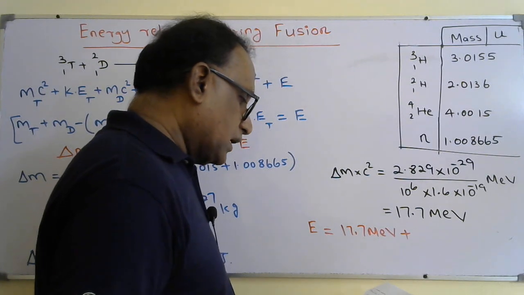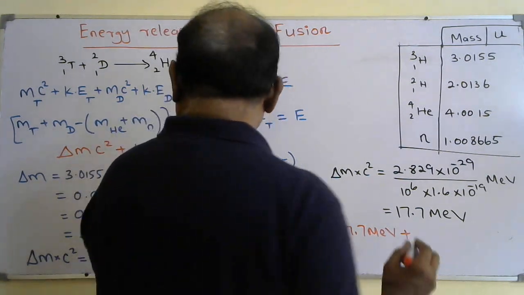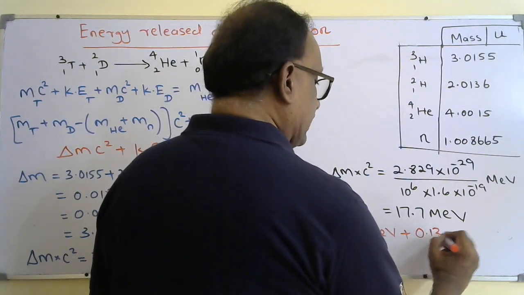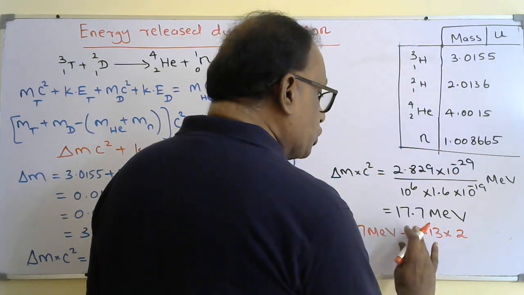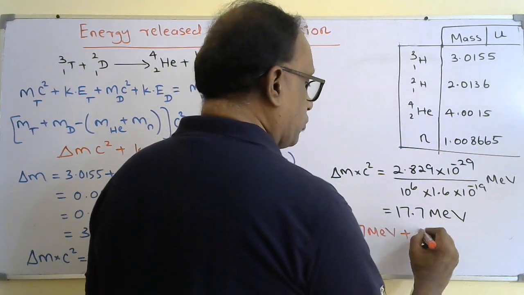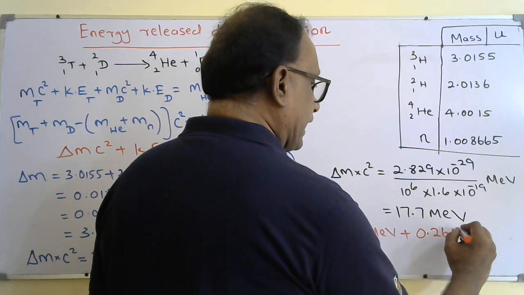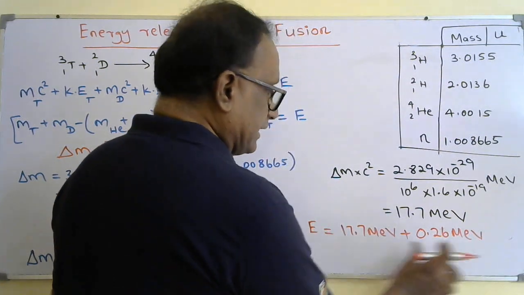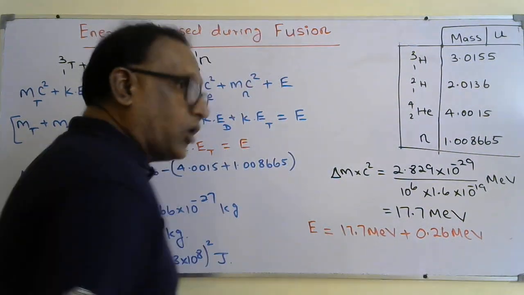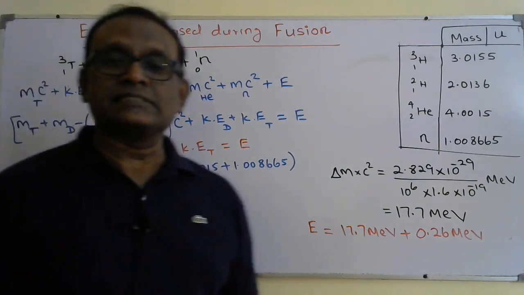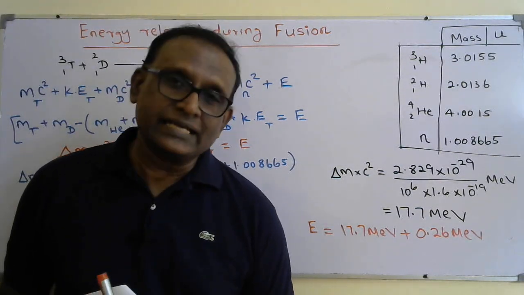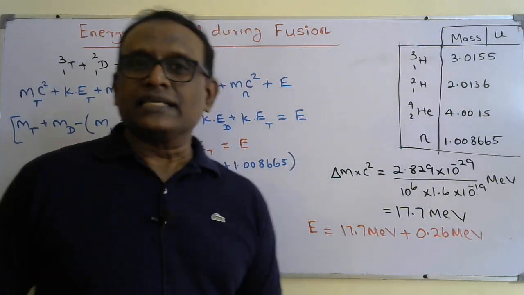0.13 mega electron volt, 0.13 into 2, that is 0.26, both together 0.26 mega electron volt. Compared to this, this is much smaller, even for the extreme temperature, something like 1 billion Kelvin. Is it? So that's the reason.